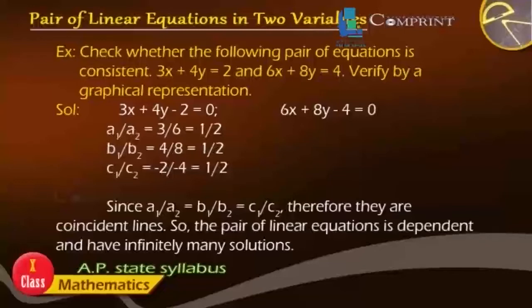a1/a2 = 3/6 = 1/2. b1/b2 = 4/8 = 1/2. c1/c2 = -2/-4 = 1/2. Since a1/a2 = b1/b2 = c1/c2, they are coincident lines. So, the pair of linear equations is dependent and has infinitely many solutions.